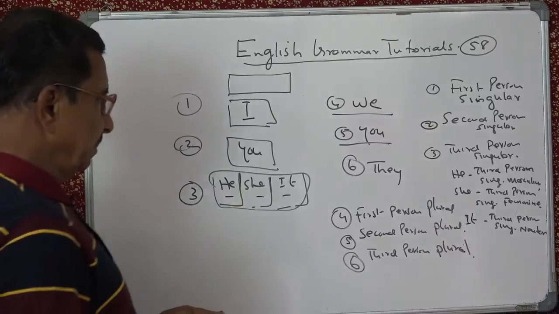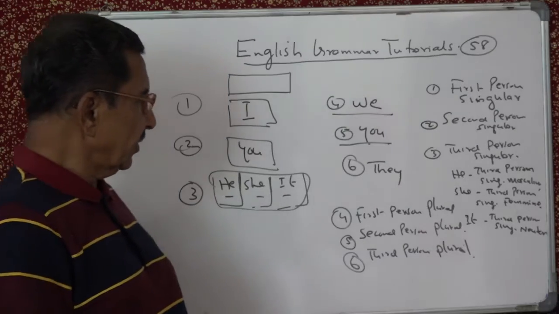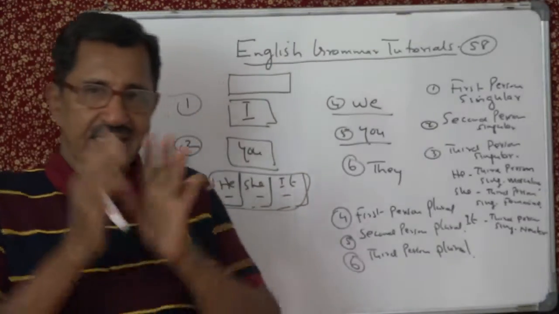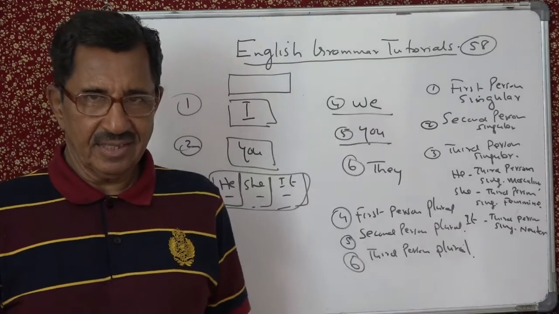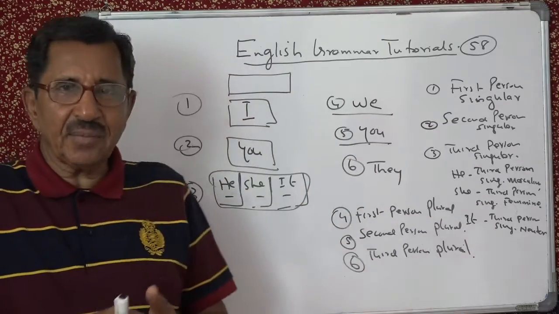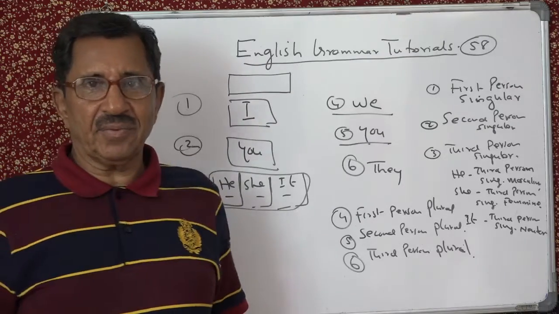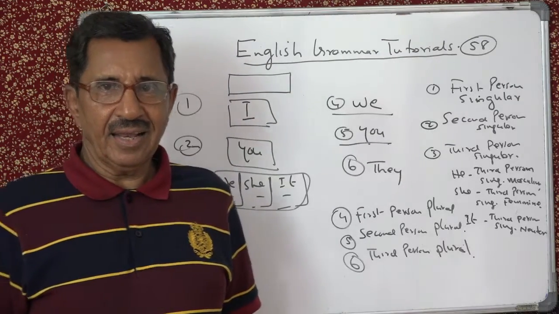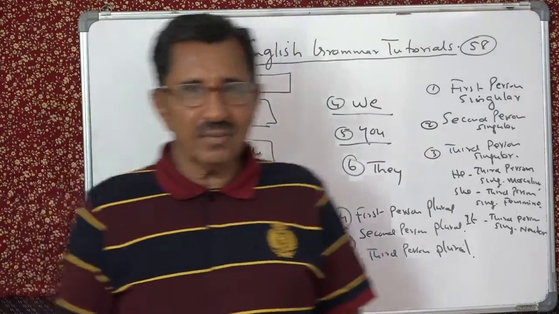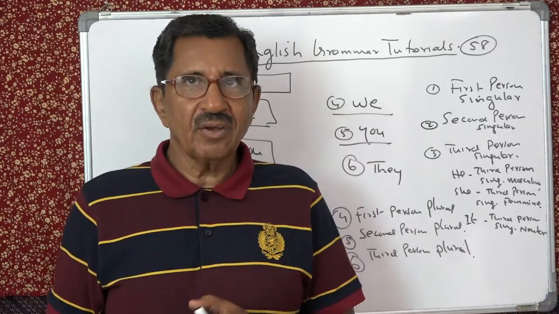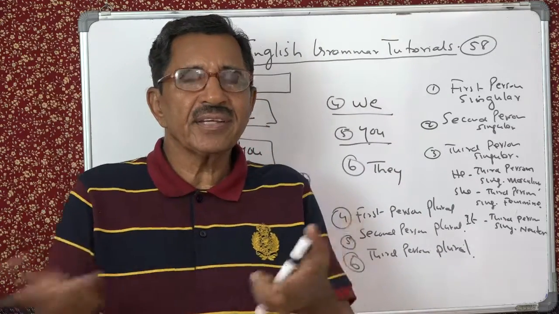So altogether you can see six starting points. You have got three singular starting points and three plural starting points. And then maybe you may be thinking, what is this: I, you, and he, she, it, etc.?